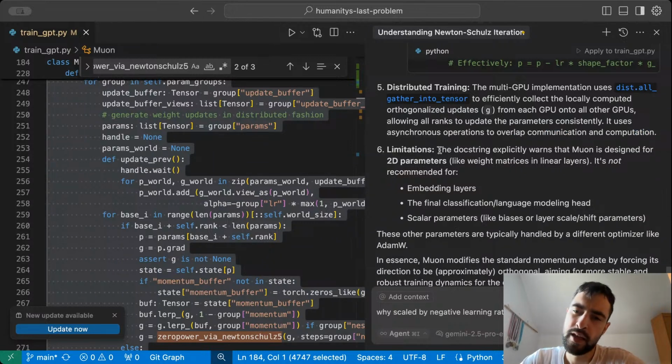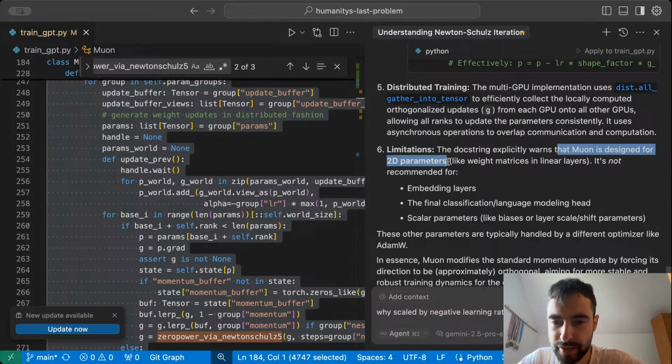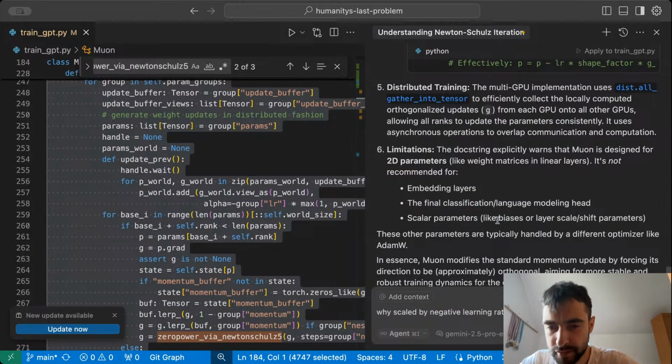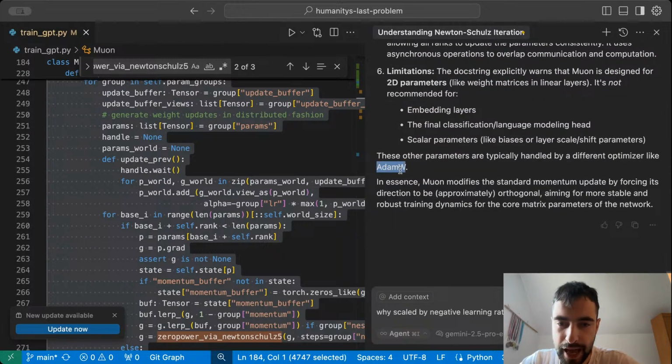Limitations. The docstring explicitly warns that Muon is designed for 2D parameters like weight matrices in linear layers. It's not recommended for embedding layers, the final classification output head, or scalar parameters. These others should be used with AdamW.